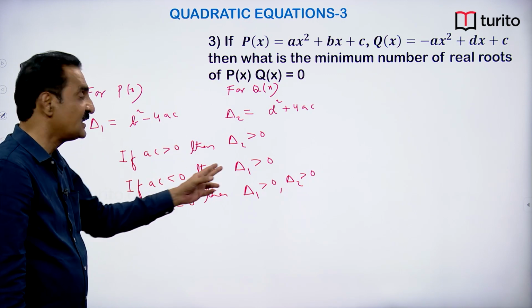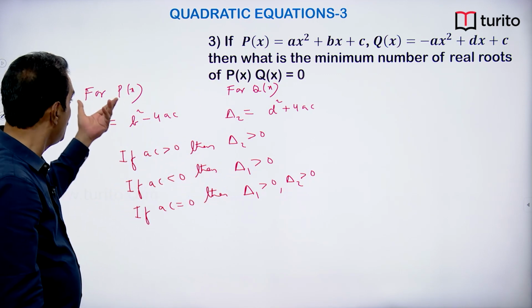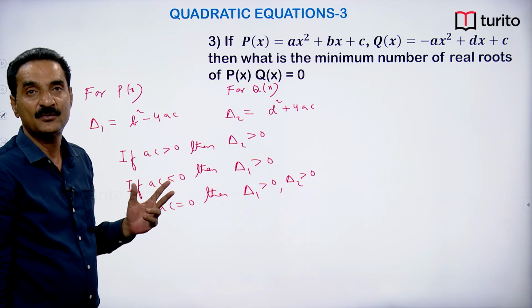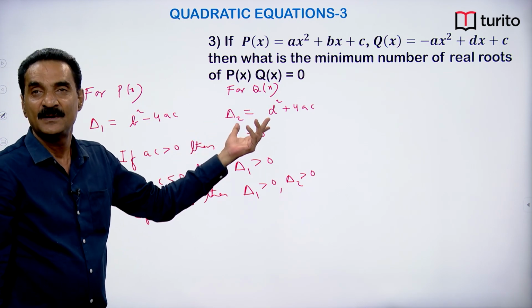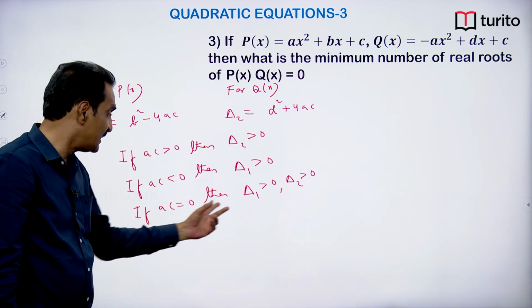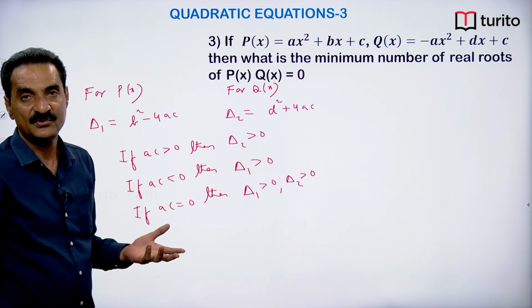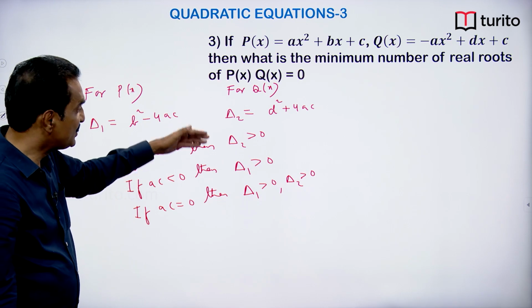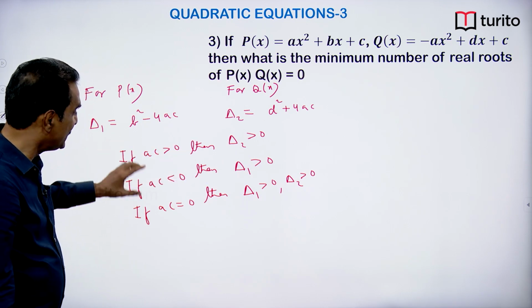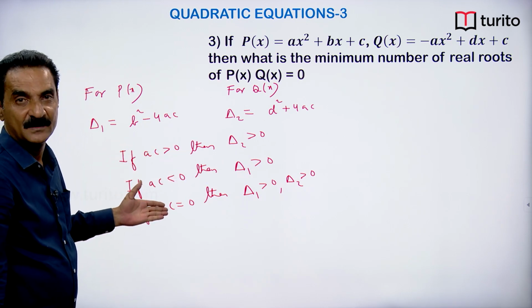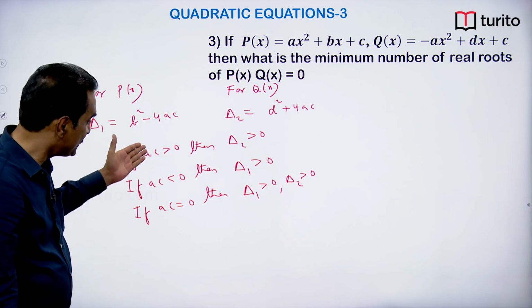In the second case, delta 1 is greater than 0 means p of x is equal to 0 will have two real roots. We can't tell anything about q of x. In the third case, both the equations are having real roots. So, for AC there are only three possibilities, either it is positive or negative or 0.